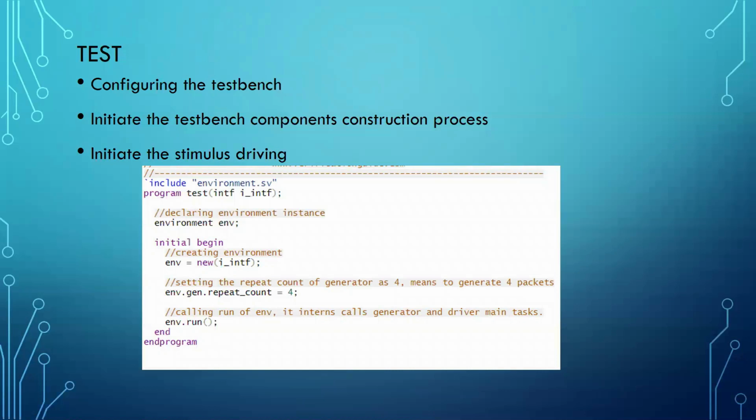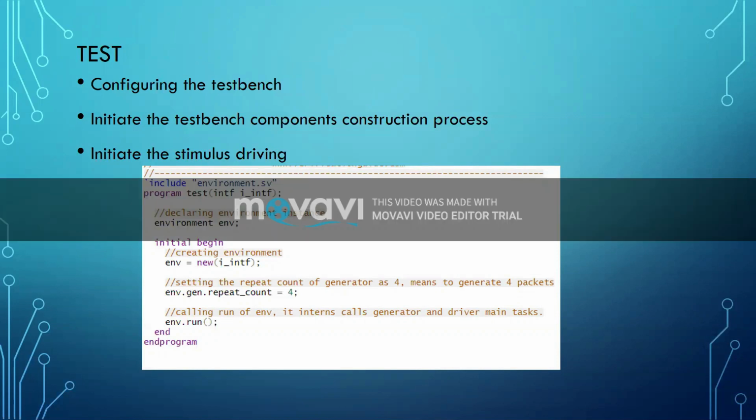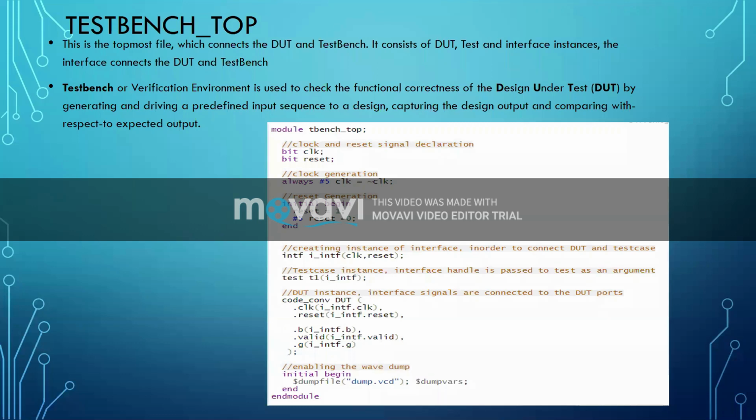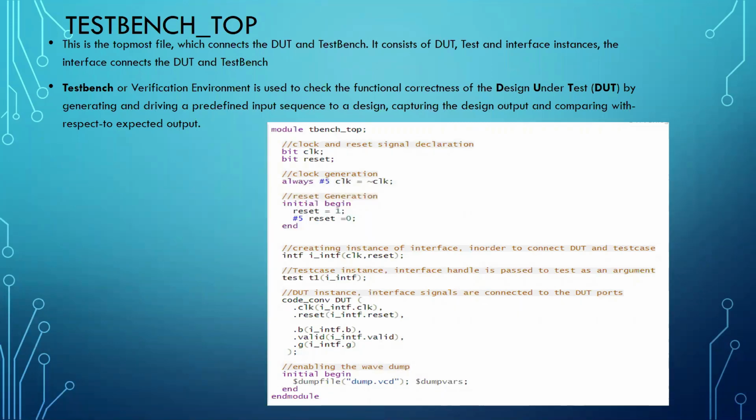And this is a random test. In the program, the test is declared as a program and the repeat count of the generator is 4. It means we are going to generate 4 packets. And next we move on to the test bench top. This test bench top is the topmost file which connects the DUT and test bench. The test bench top consists of the DUT, test and interface instances.